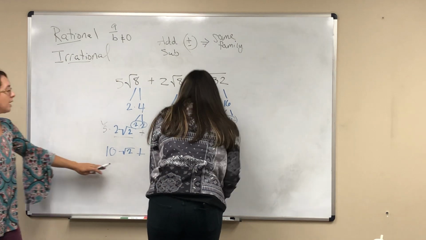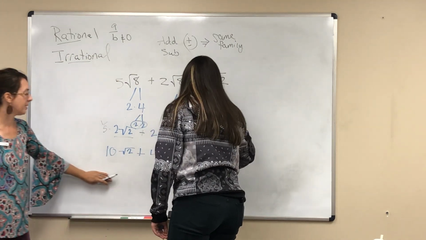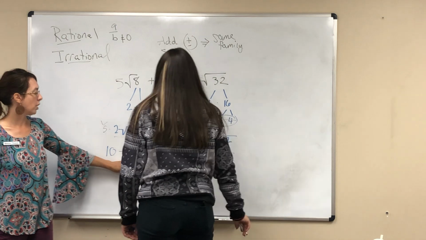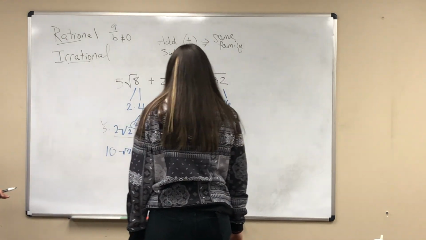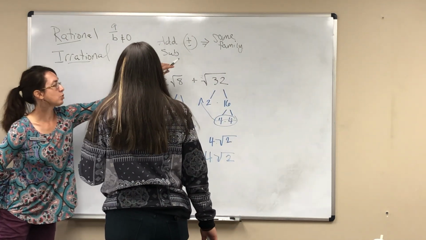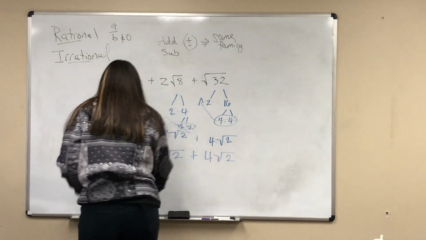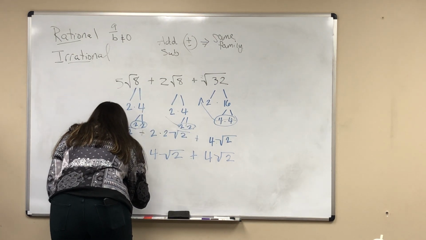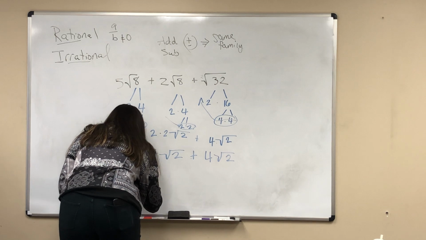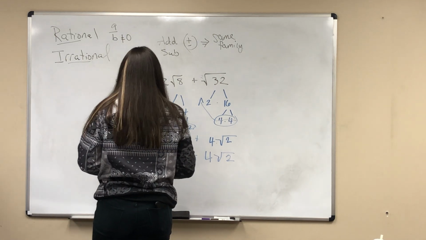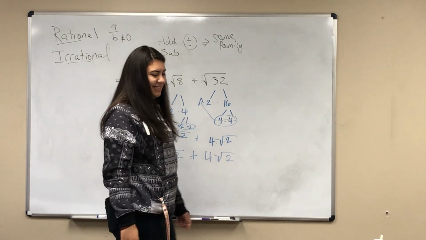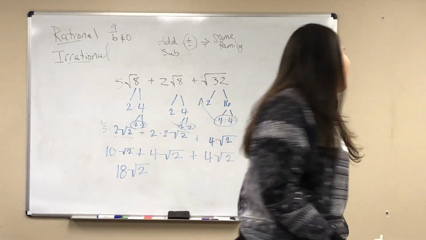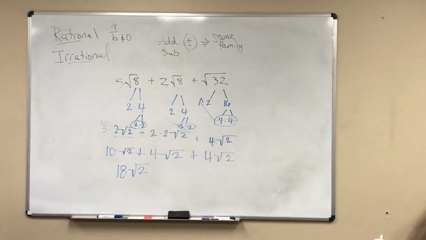Excellent. So now your radicals are all simplified down. So are they all the same family? Yeah. Okay, so when adding and subtracting, they have to be the same family. So you have perfect, perfect. That was horrible. I wish I would've done it though.